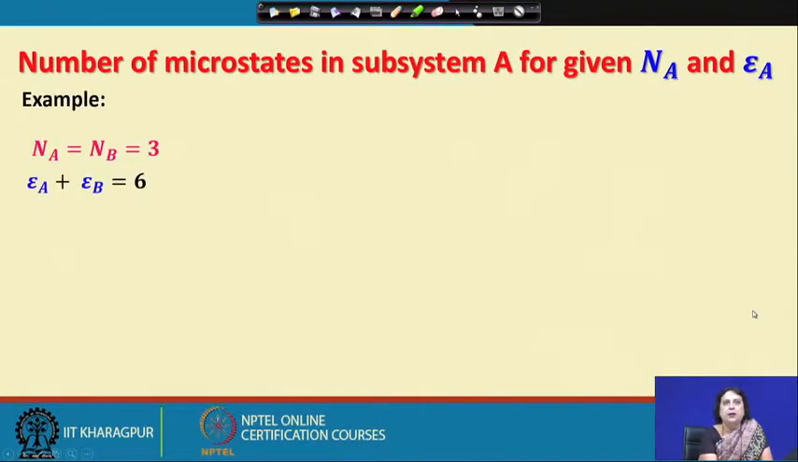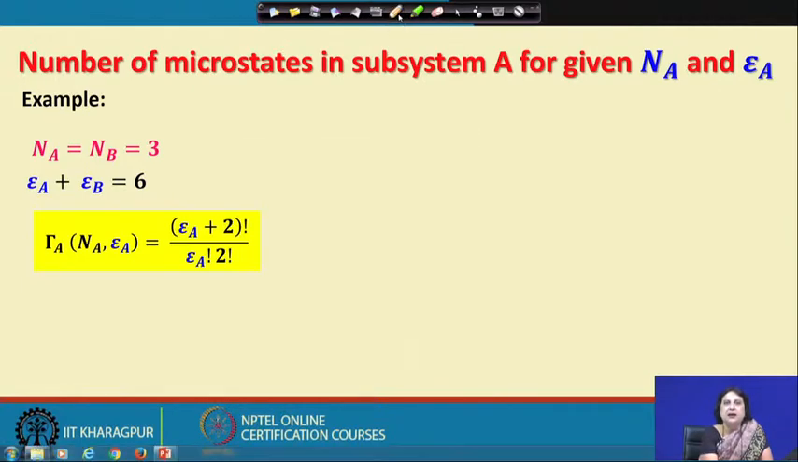But here there is something more that I need to consider about this composite solid. In this example, we very easily can say that the number of microstates for the subsystem A can be obtained as epsilon A plus 2 factorial divided by epsilon A factorial into 2 factorial. Now I can generate the different macroscopic states, there are 7 of them, by changing the value of epsilon A, keeping N A fixed at 3. If I do that, then this is what I would get.